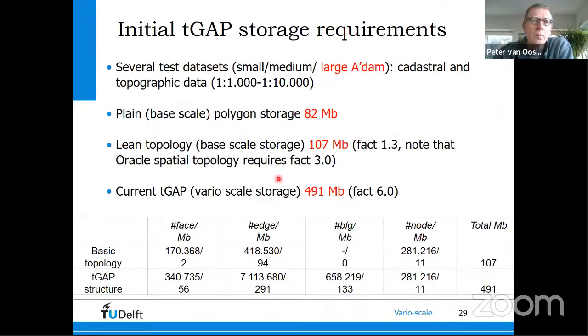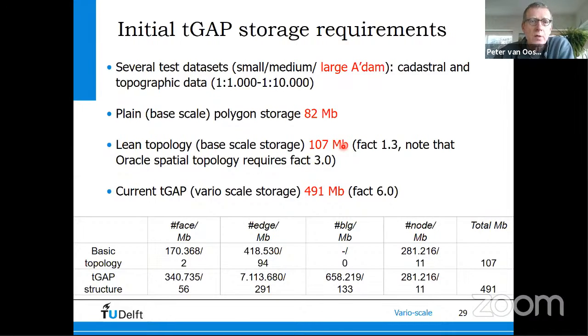Some practical example, a small data set in Amsterdam, both cadastral and topographic data. For the topographic data set of the region of Amsterdam, when it was stored as polygons, it was 82 megabytes. When it was stored in a topology structure, a lean topology structure, it became 107 megabytes.